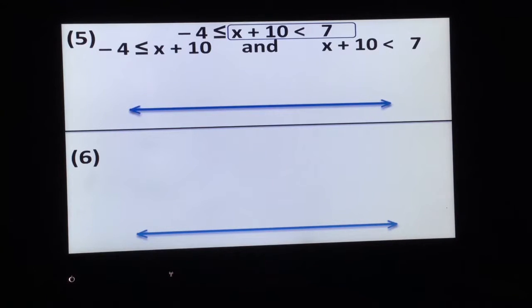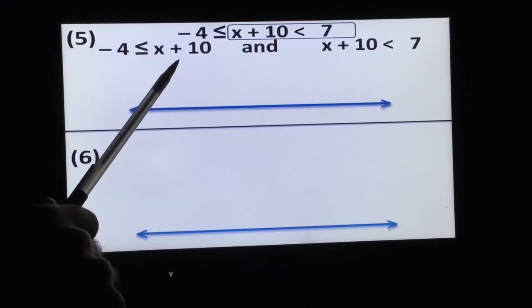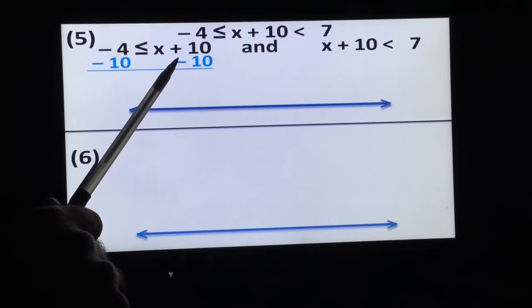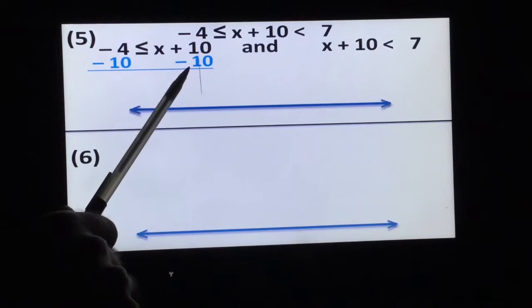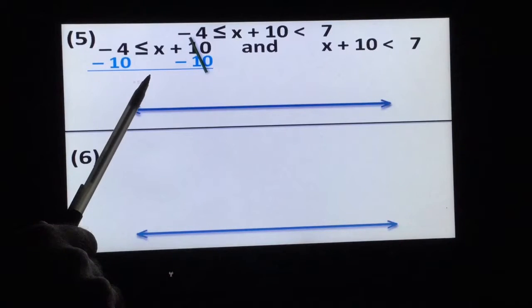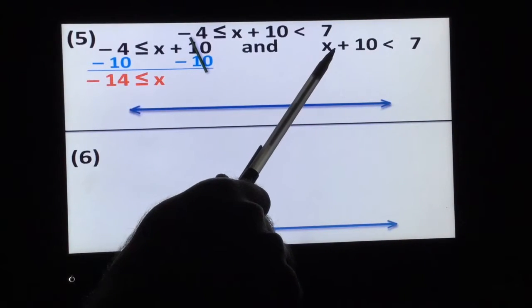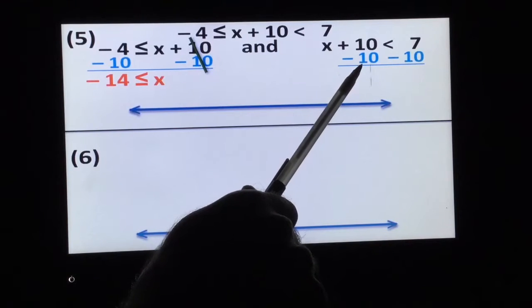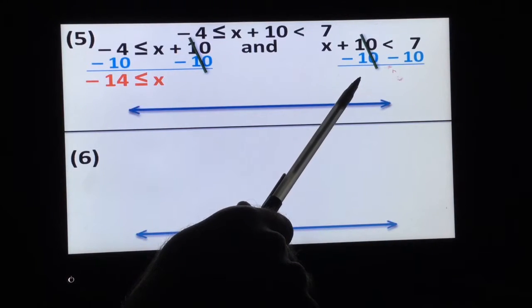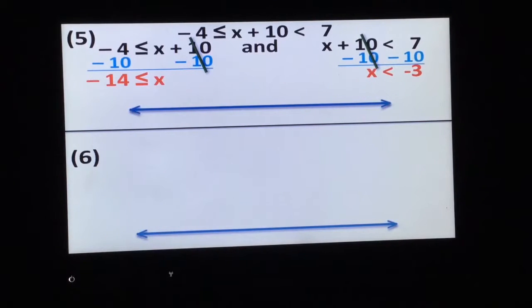Alright, let's go ahead and solve this. What I'm going to do first is solve this one by subtracting 10 from both sides. When you subtract 10 from here, you're going to wind up getting -14 because that cancels. -14 is less than or equal to x. Over here you're going to have to subtract 10. This cancels, and then you get x is less than -3. So the answer is actually going to be -14 is less than or equal to x, and x is less than -3. Okay, so that's the answer.